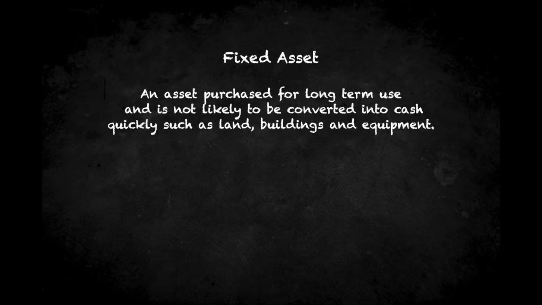A fixed asset is an asset purchased for long-term use that is not likely to be converted into cash quickly, such as land, buildings and equipment. Now there are a few criteria that you'd want to look at when determining whether we want to classify something as a fixed asset. What does it cost? What is its purpose? And how long do we intend to hold it for?